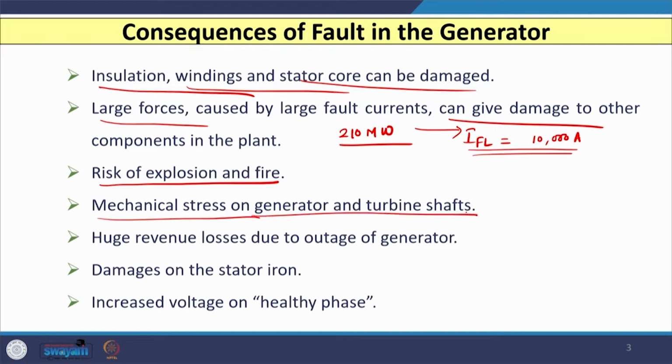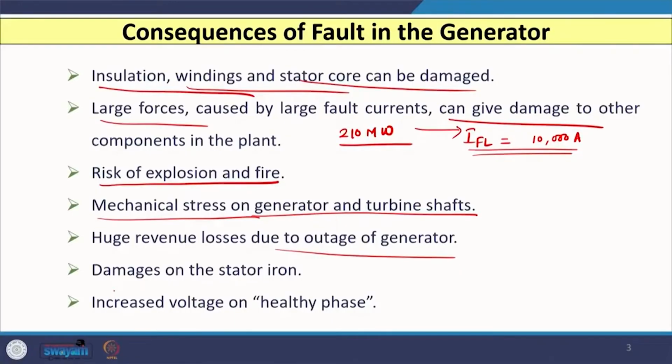Huge revenue losses are there due to outage of the generator. So, in any case, outage or damage to the generator is not advisable, because if a generator trips which is generating 210 megawatt or 200 or 300 megawatt of power, then that revenue loss is always there.